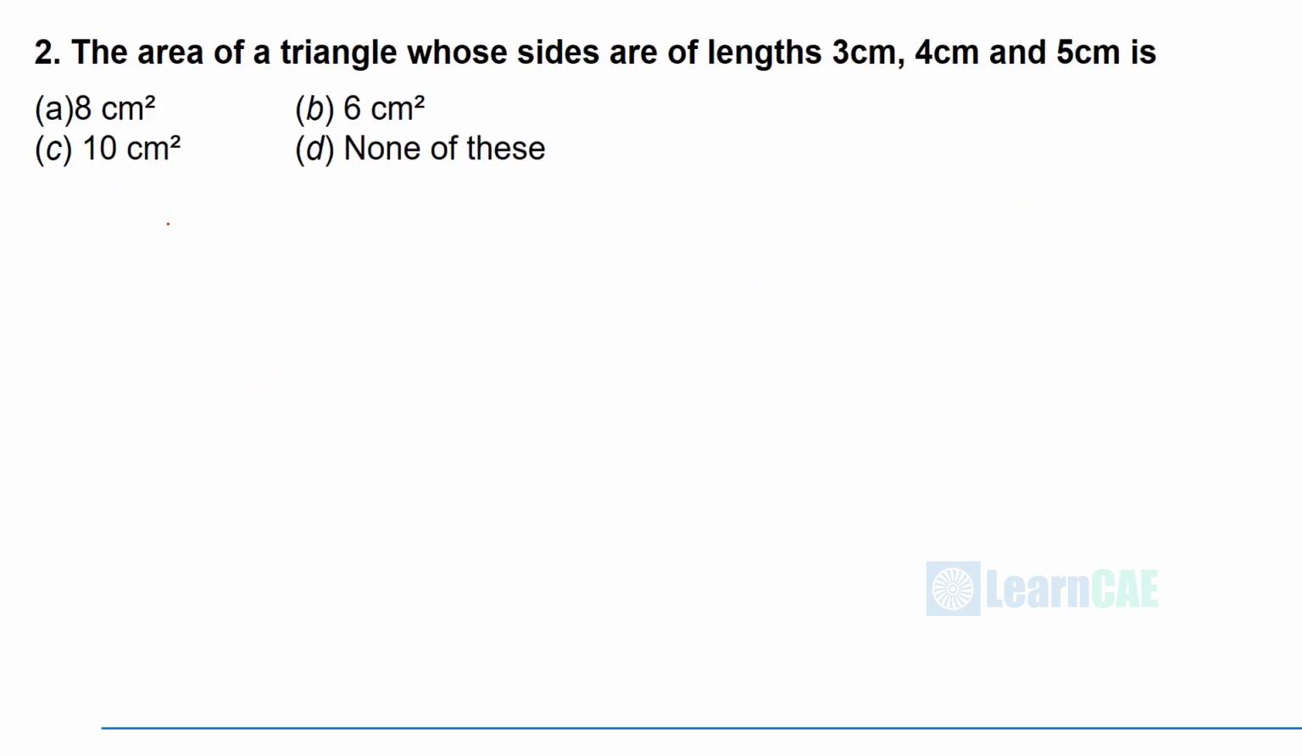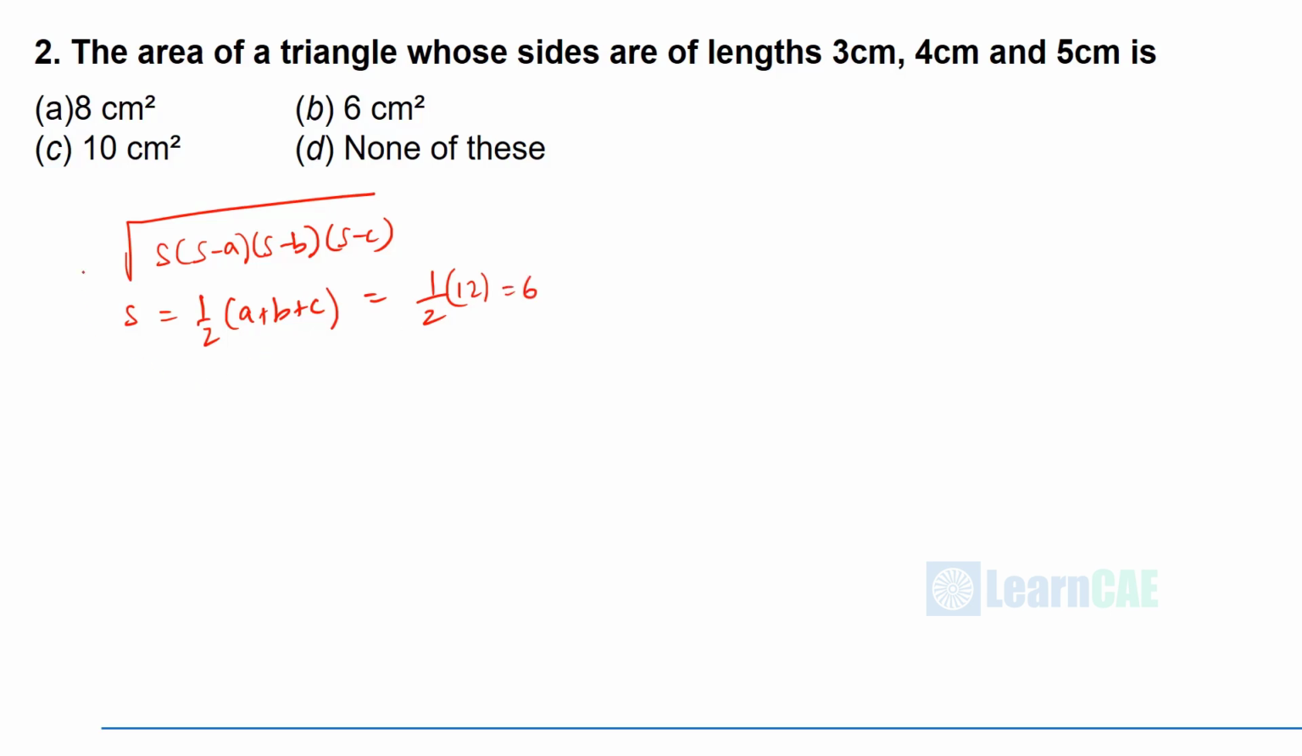Next, the area of a triangle whose sides are lengths 3 cm, 4 cm and 5 cm. Here we have to use the formula square root of s into s minus a into s minus b into s minus c, where s is the semi-perimeter, that is half of a plus b plus c. So this is equal to half of 12, which is equal to 6. So we can find out the area, which is equal to square root of 6 into s minus a is 3, s minus b is 2 and s minus c is 1. This is 6 square. So the area is 6 centimeter square.